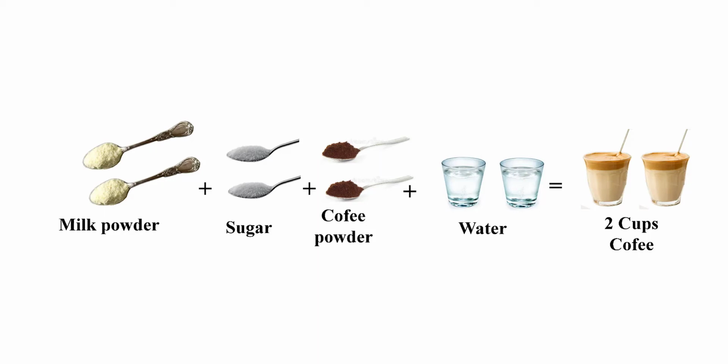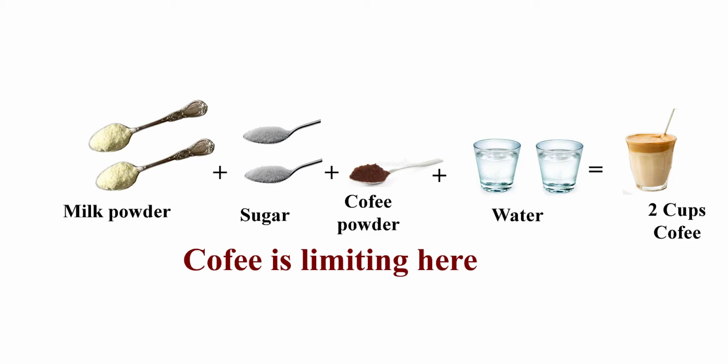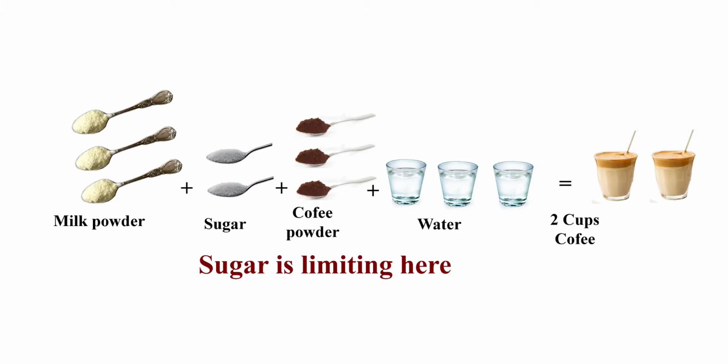But if you take 1 spoon of coffee for the 2 cups of coffee you want to prepare, in that case it will not be possible because you haven't taken a proper amount of coffee powder. In this case, coffee is the limiting element because it has run out. If you think you will prepare 3 cups of coffee, in that case you will need to take 3 spoons milk powder, 3 spoons sugar, 3 spoons coffee powder and 3 cups of water. Then you will get 3 cups of coffee.